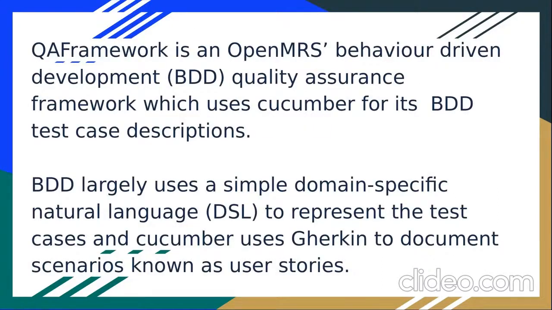QA Framework is an OpenMRS behavior-driven development, known as BDD, Quality Assurance Framework, which uses Cucumber for its BDD test case descriptions. BDD largely uses a simple domain-specific natural language, known as DSL, to represent the test cases, and Cucumber uses Gherkin to document scenarios known as user stories.